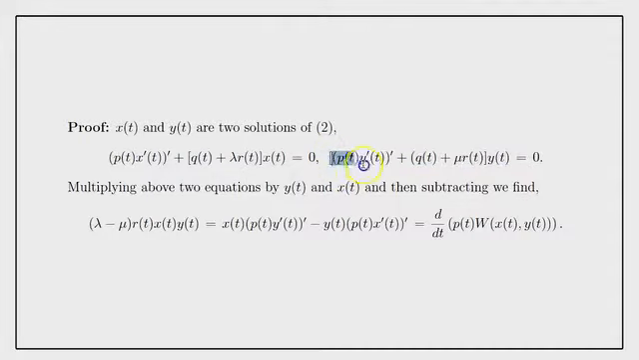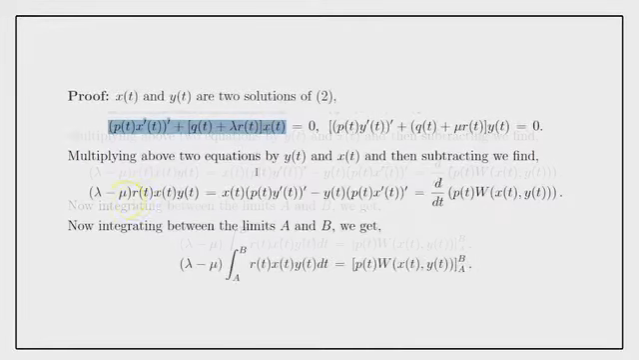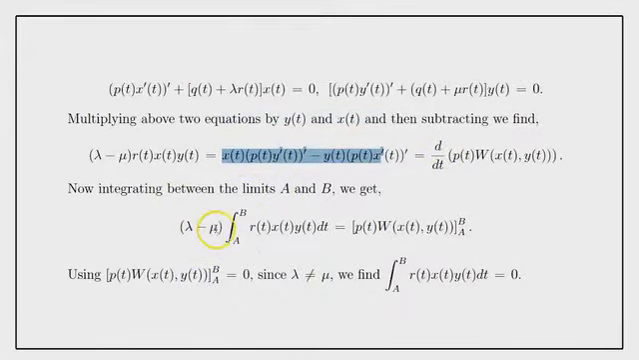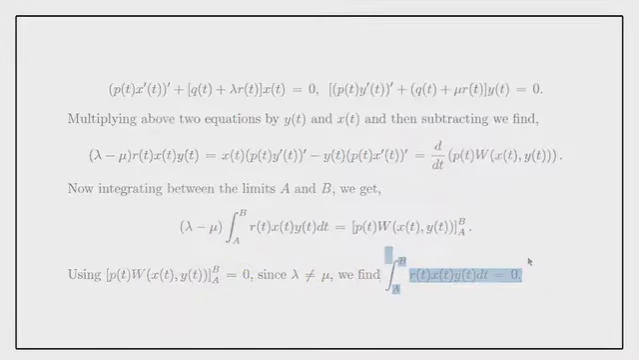Now you multiply this by x(t) and this by y(t) respectively and then subtract, then you will have (lambda minus mu) r(t) x(t) y(t) equal to this one, and again this quantity is equal to d/dt of p(t) times the Wronskian of x(t) and y(t). Then integrating over the range a to b, you can find (lambda minus mu) times the integral from a to b equal to this one. We have assumed that this is equal to 0, and since lambda is not equal to mu, therefore this integral is equal to 0. So that means they are orthogonal to each other.